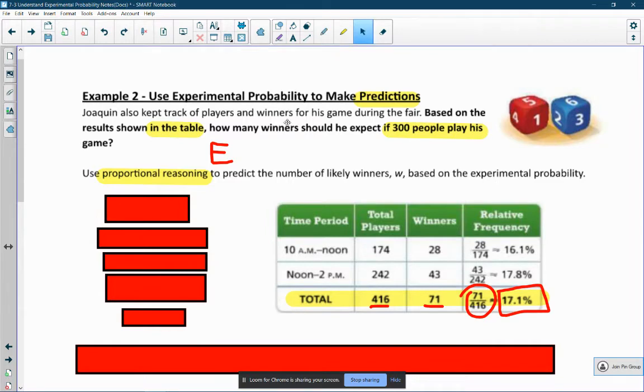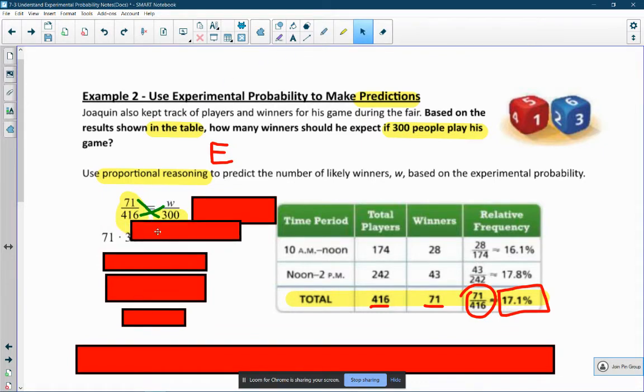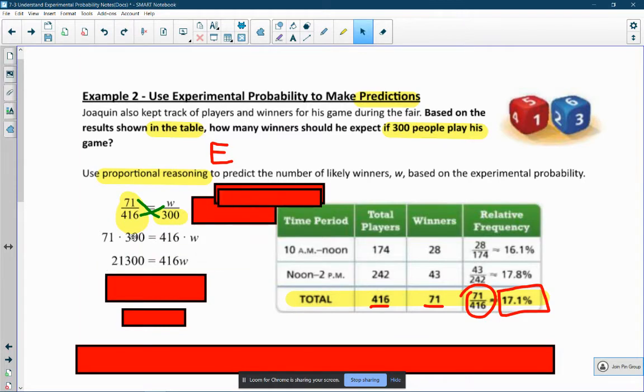And we're going to use that to set up a proportion. So what do we got? Our first ratio, 71 over 416, is equal to W over 300. Right? This is what did happen in our experiment. And what we want to know is, instead of 416 people playing the game, what if 300 people played the game? And with any proportion, we know we have to cross multiply and divide. We're going to take 71 times 300, and 416 times W. So that's what we're going to see on this next line. We have 71 times 300, 416 times W. Right, we multiply those to get the cross products.